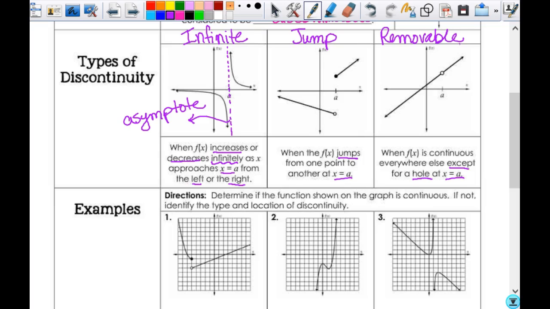Everybody good so far? Those are the three. A graph can have more than one at a time, but those are the three that exist. Are we good? All right. So let's look at the examples then.